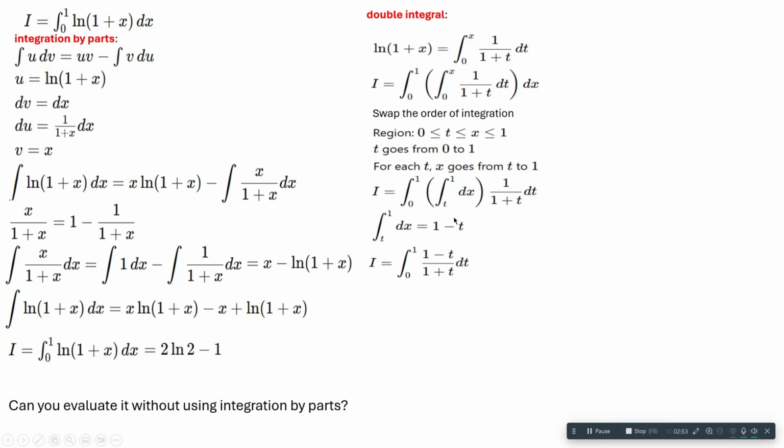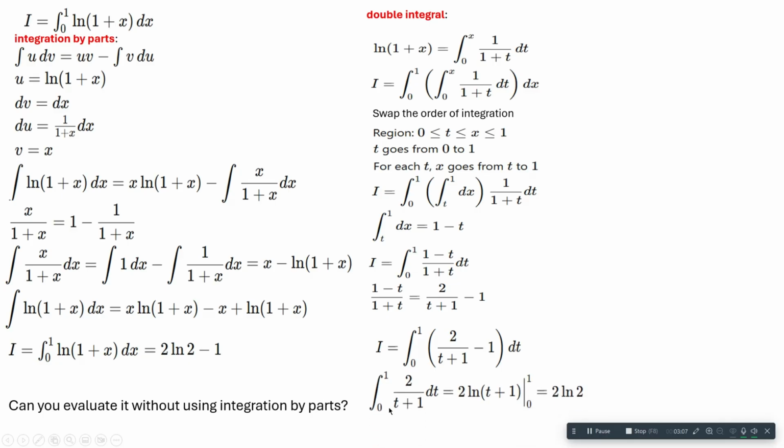Just plug this equation into this integral. Rearranging this fraction and plugging back into the integral, this is what we have. And since the integral from 0 to 1 of 2 dt over t plus 1 equals 2 log 2, therefore, we have the final integral to be evaluated as 2 log 2 minus 1.